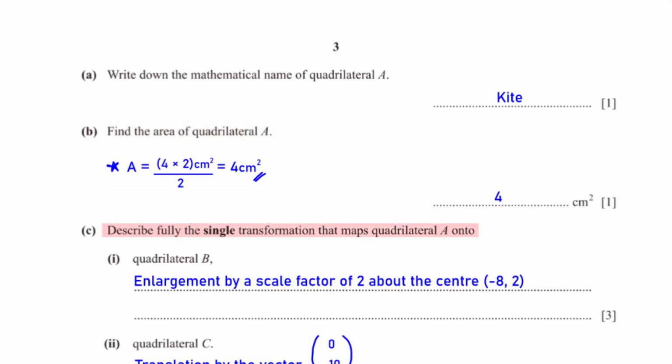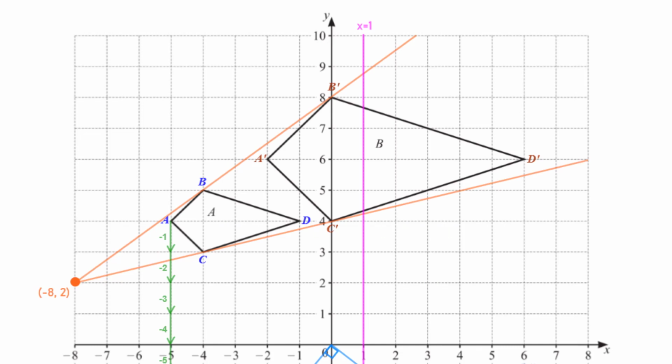Describe fully the single transformation that maps quadrilateral A onto quadrilateral B. When we look at shapes A and B, we can tell straight away that this is an enlargement by a scale factor of 2, because each of the sides of the image, which is shape B, is twice its corresponding side in shape A. This is a positive scale factor because both shapes have the same orientation.